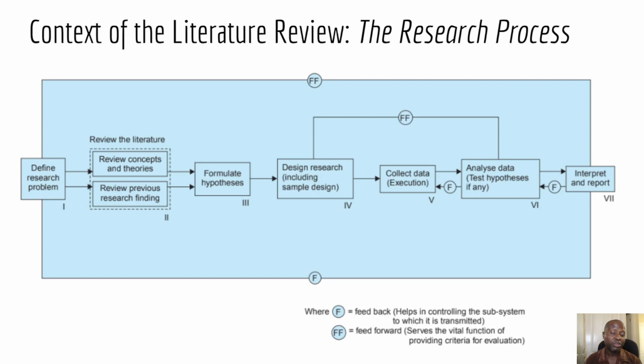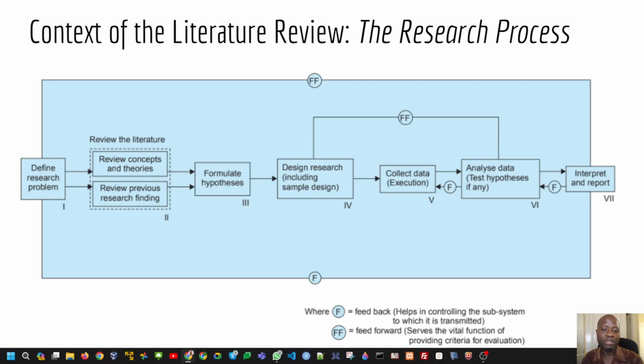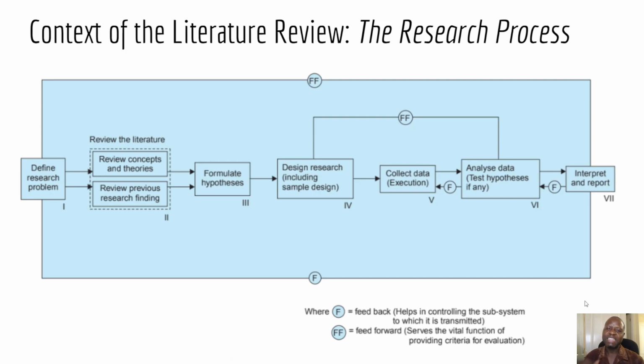So this diagram is very important in terms of your research. Notice that overall, you can also go back, feedback, to your original problem. You can also feed forward from the problem to the interpreted results. So once you get your final interpretation, you go back to your problem and say how far you have achieved the problem, and also you feed forward to make sure that your original objectives and hypothesis are already set. So that's the context of the literature review. It happens as part of a larger research process.